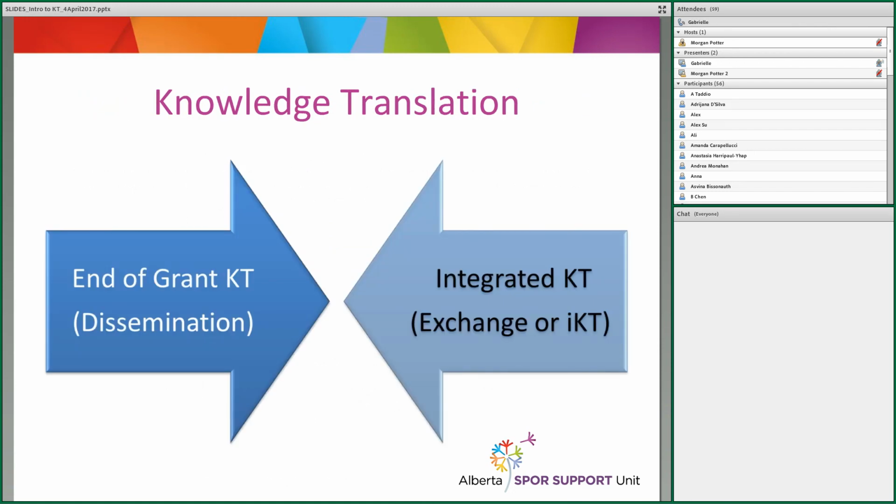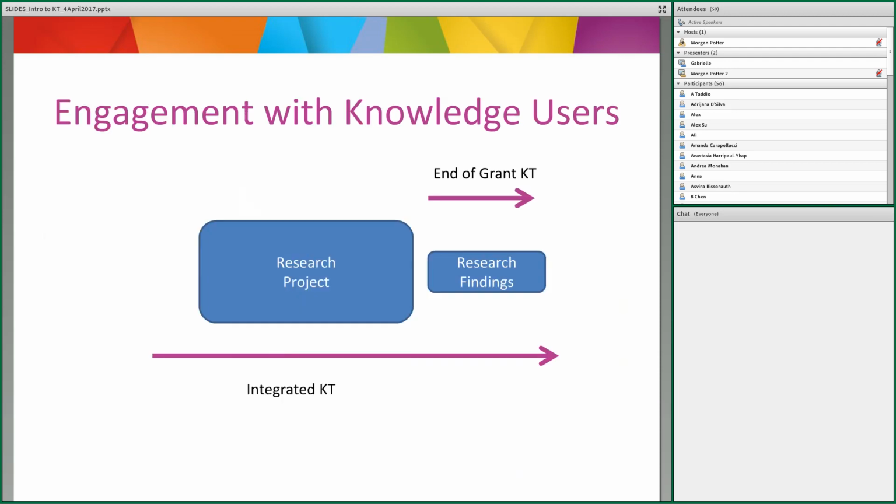CIHR divides knowledge translation into two broad categories: end-of-grant KT, which is more along the lines of the dissemination piece of the definition, and integrated knowledge translation, which can be more likened to the exchange piece of that definition. But in both cases, the goal is to ensure that new knowledge generates action.